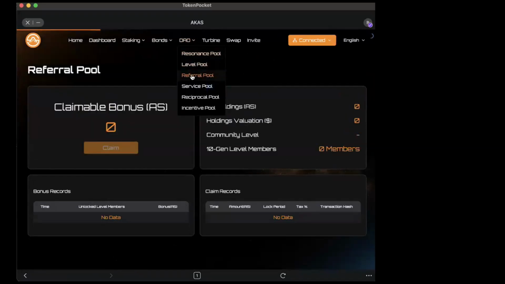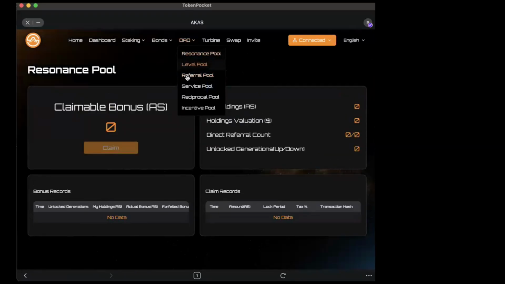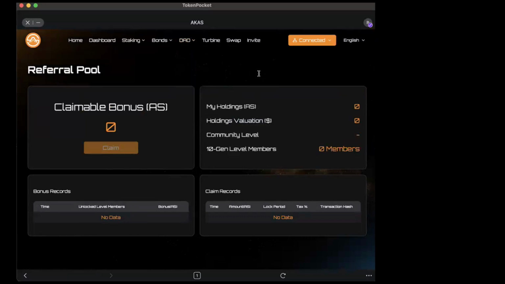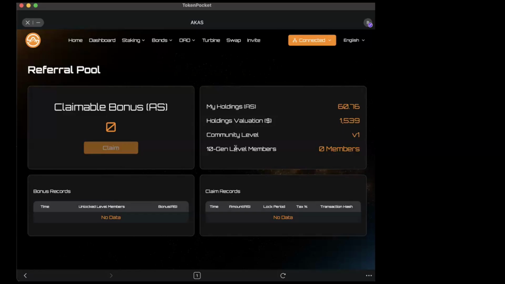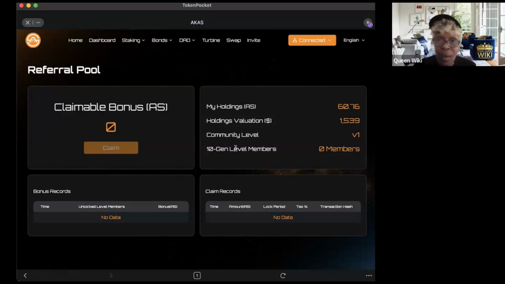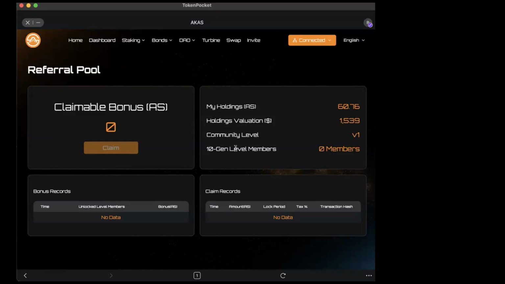Okay, gotcha. Next, the referral pool. This is interesting. The referral pool here is actually for the 10th generation level members only. So if my direct downline has no level, but my second or third generation is V2 or V3, they can take 35% from the total community rebase reward, because your level is only a V1. Yes, mine is V1.